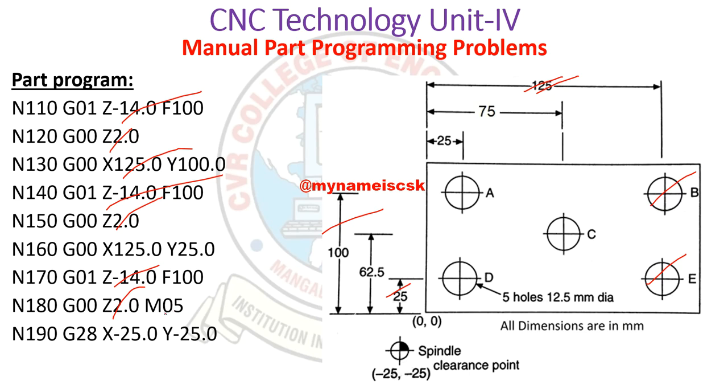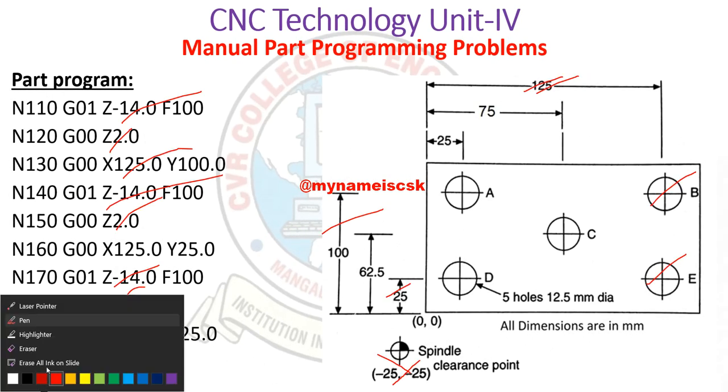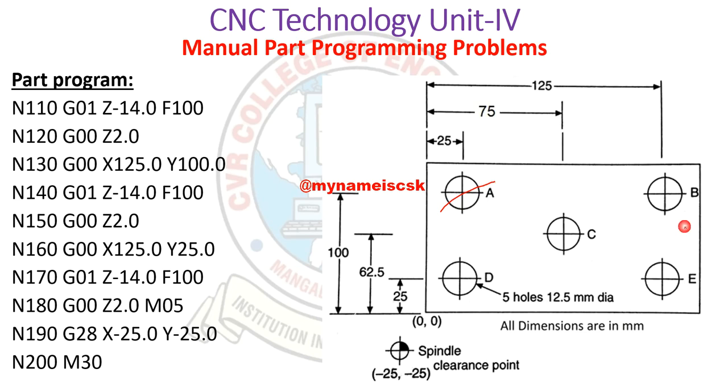Then here again it is going to the origin. Then it has to go to the origin at minus 25, the spindle clearance, minus 25 and minus 25. Then M30, the spindle is stopped. So this is the program. Here we have drilled A, B, C, D and E. All the 5 holes we have drilled using this program.